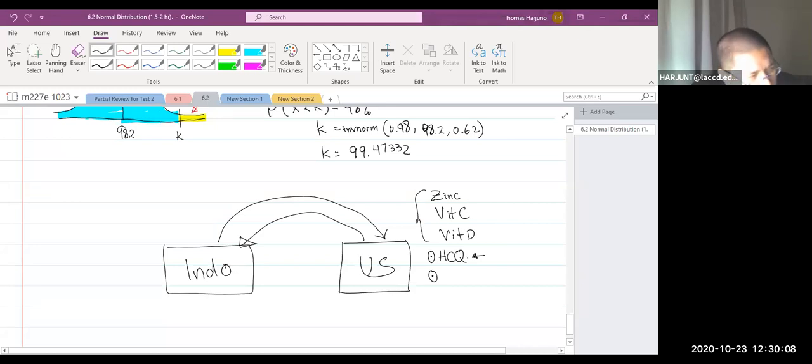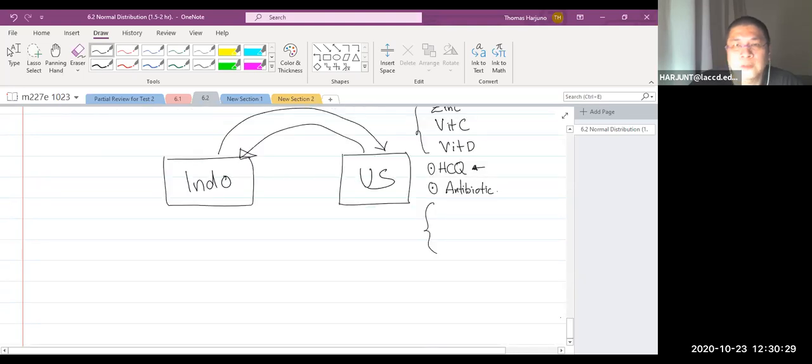I'm sorry, we call it HCQ, hydroxychloroquine. And then the antibiotic is always from the doctor. Different people prescribe differently. But for Indonesians, we have more things.